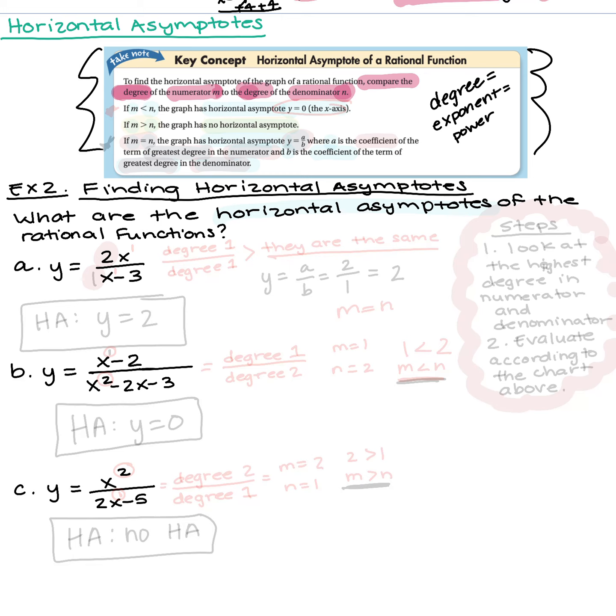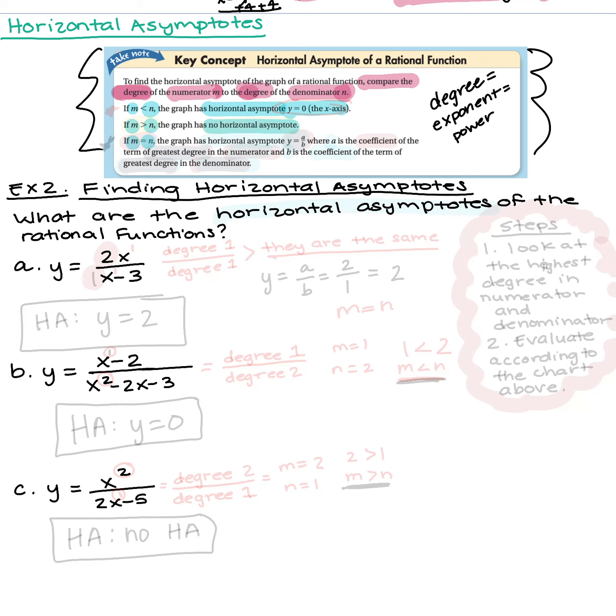So here, for the first one, if the numerator degree is less than the denominator, then you will have a horizontal asymptote at y equals 0, which is on the x-axis. Now, if the degree in the numerator is greater than the degree in the denominator, you will have no horizontal asymptote.